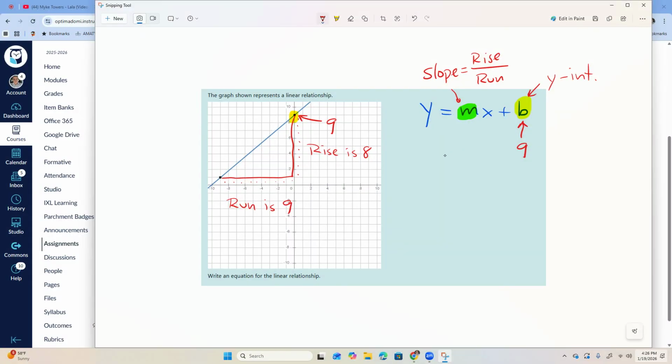And what do I do now? So that means that my rise is 8. And because the line is going up like this, the slope is positive.